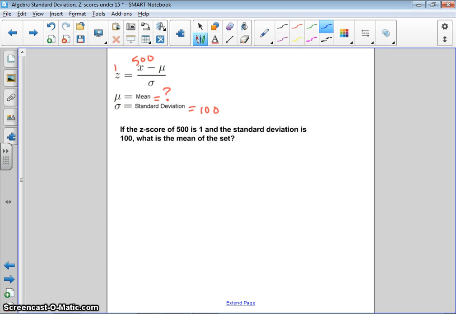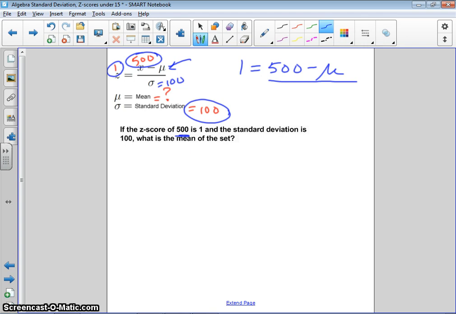All right, we'll go ahead and finish this one off. It tells us if the z-score of 500, so that's the score right here, is 1, that's the z-score right here, and the standard deviation is 100, so that's this one right here. I wrote it down here also. Standard deviation is 100. What is the mean of the set? So this is the only thing we don't know. So we'll go ahead and write our formula a little bit more clearly. 1 is going to equal 500 minus the mean that we don't know divided by the standard deviation, which we said was 100.